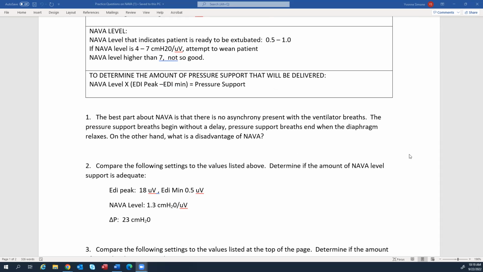Question number 1. The best part about NAVA is that there is no asynchrony present with the ventilator breaths. The pressure support breaths begin without a delay. Pressure support breaths end when the diaphragm relaxes. So that's really cool, but on the other hand, what is a disadvantage of NAVA?